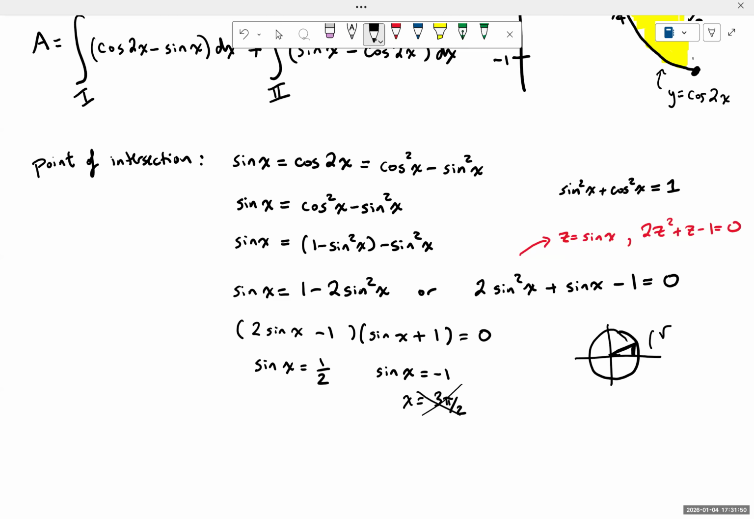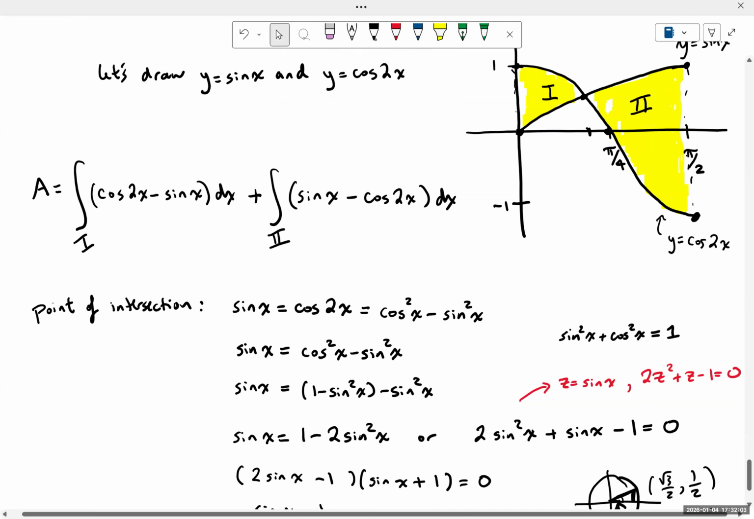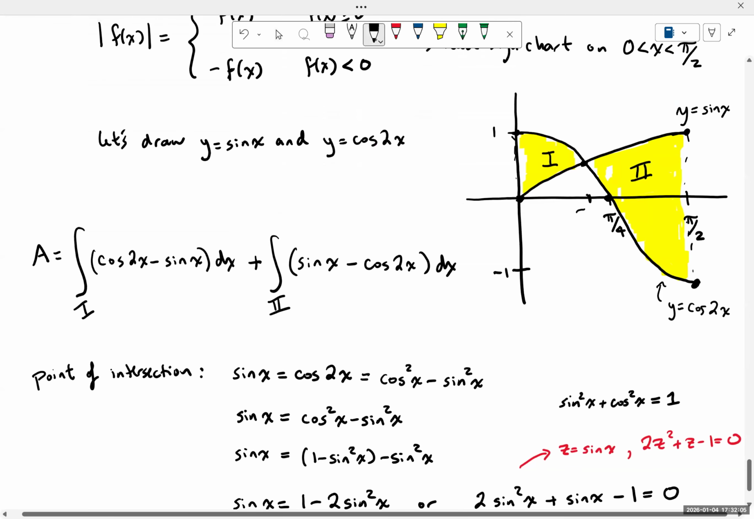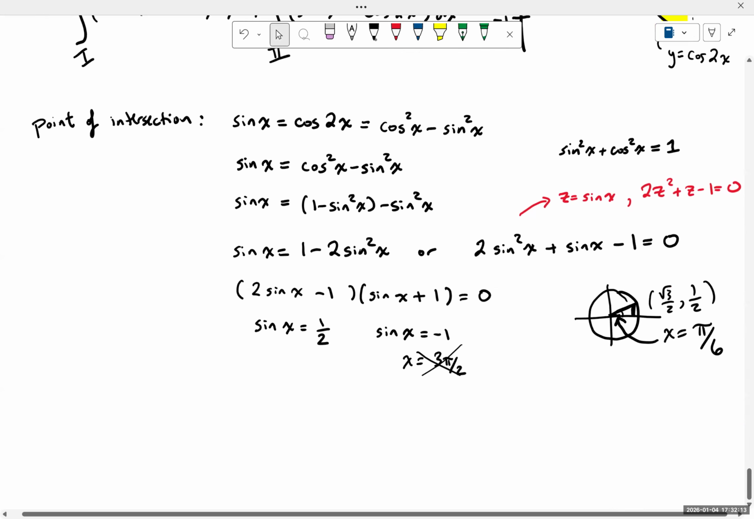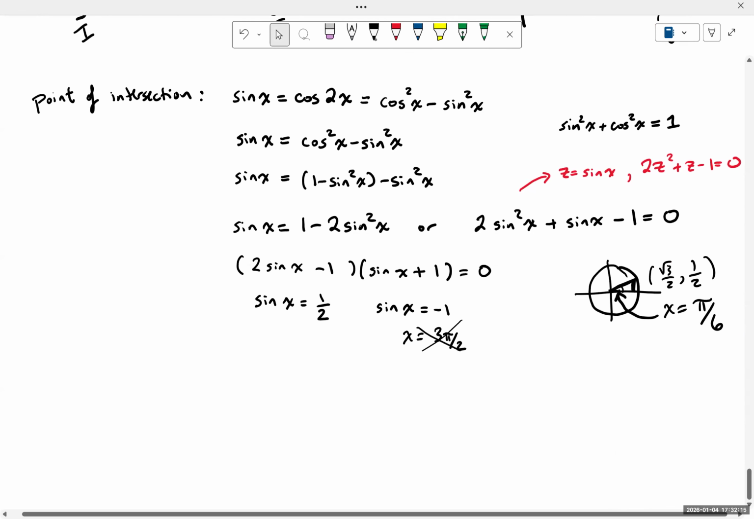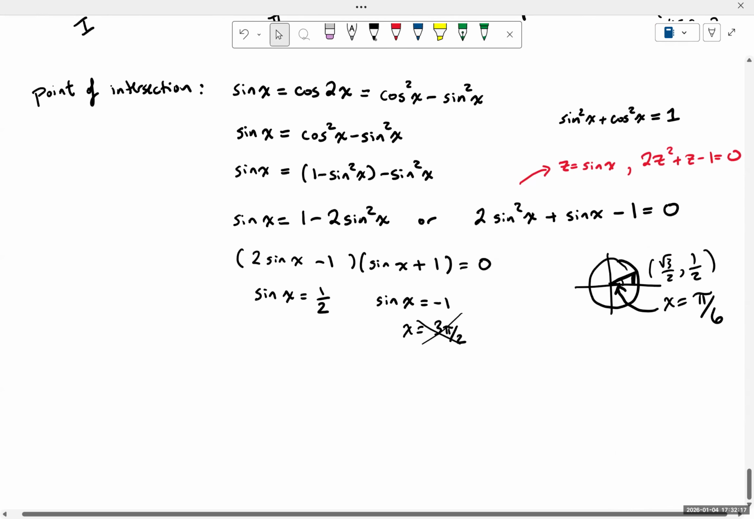We want root 3 over 2, 1/2 for my x, and there it is pi over 6. That's the angle. So pi over 6 is the angle, pi over 6 is the point, which is nice because it's less than pi over 4, so that makes sense. Okay, double check. I didn't screw myself up, because if I had pi over 3 there, I would know I made an error. All right, so that's the point I want.